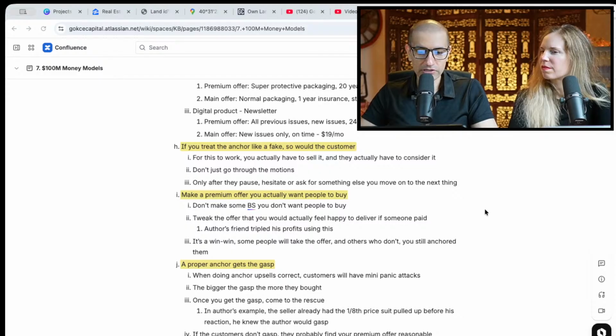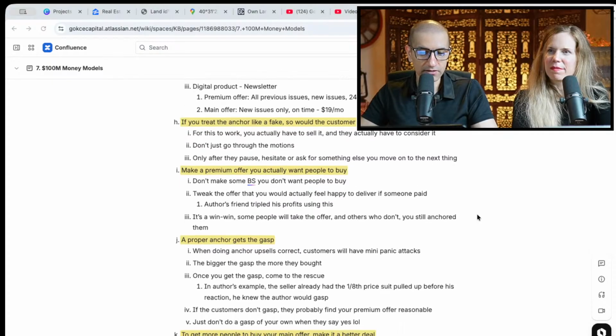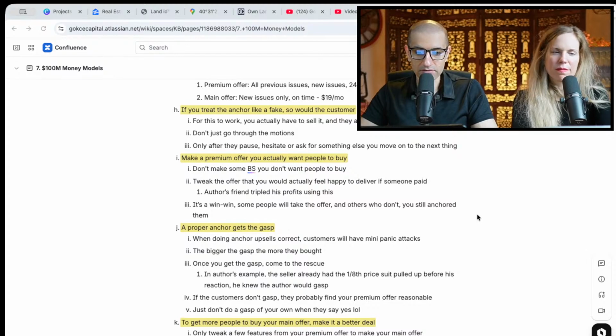So for this to actually work, you have to actually sell it and they actually have to consider it. There were a lot of actuallys in one sentence. Don't just go through the motions. Only after they pause, hesitate, or ask for something else, you move on to the next thing. Make a premium offer you actually want people to buy. Don't make some BS you don't want people to buy. Tweak the offer so that you actually feel happy to deliver if someone paid.